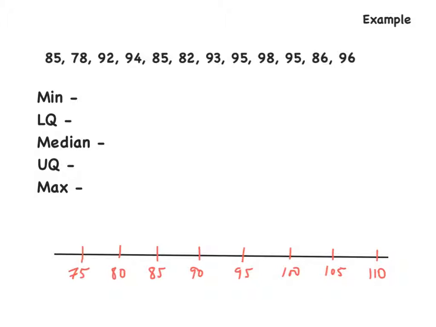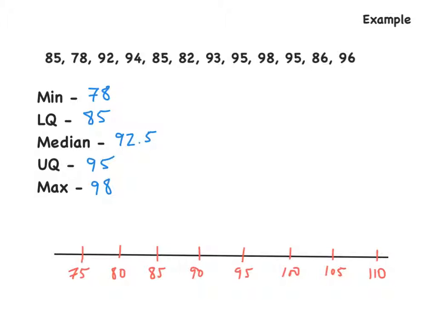Just to save some time, I already went through and solved all of this information, so I'm just going to write this out. So the minimum is 78, the lower quartile is 85, the median is 92.5, the upper quartile is 95, and the max is 98. So, that's the first step.